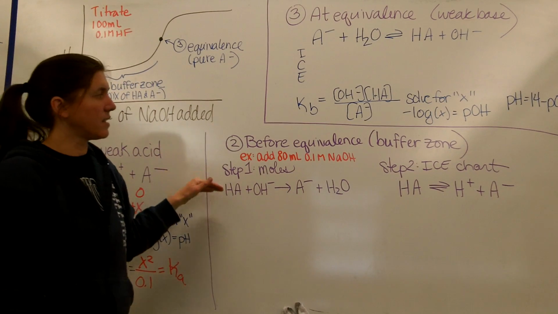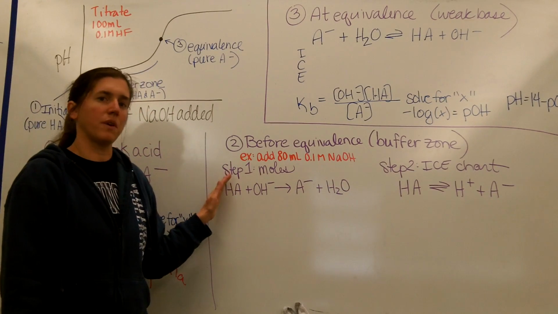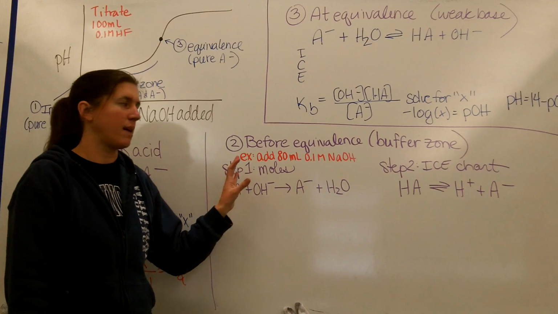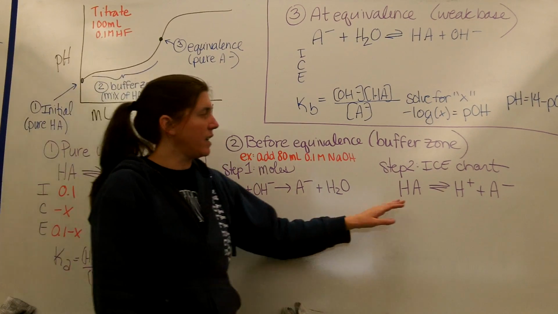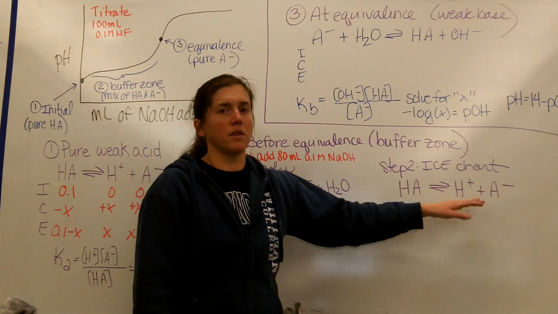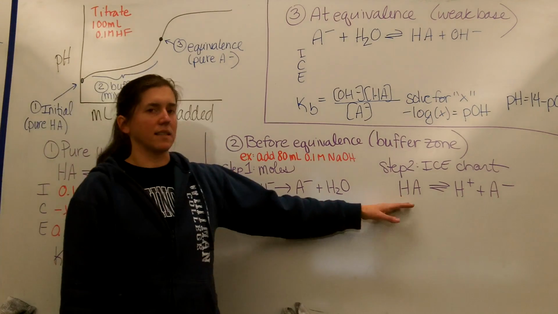The second scenario, this is the trickier one, is when you are before equivalence. So you need to think about these as a 2-step problem. First step is a moles problem, where you figure out how many moles of acid did I have, how many moles of base did I have, what's left over and in what amounts. And then you convert those into molarities and you can use an ICE chart. So again, first step moles, second step ICE chart.